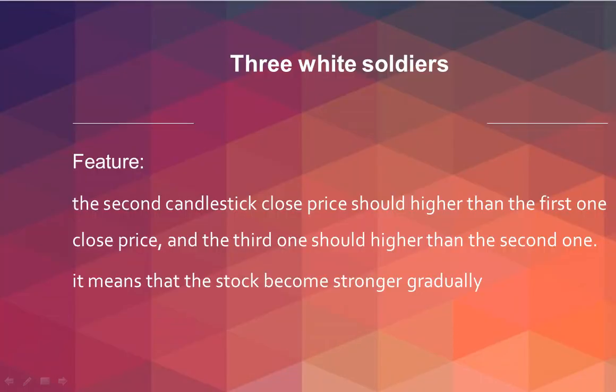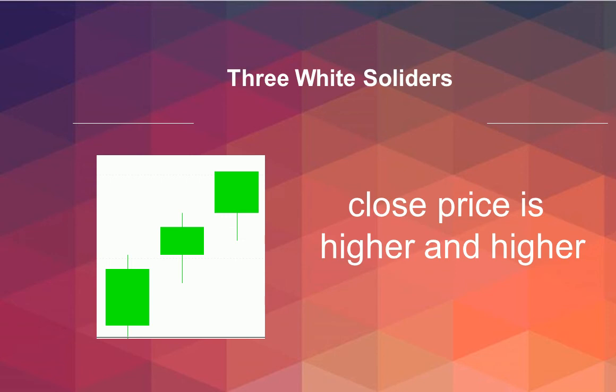Then let's continue. Just now we talked about the two-candlestick patterns. Now we learn the three white soldiers. What are the three white soldiers? The second candlestick's close price should be higher than the first one's close price. Then the third one should be higher than the second one. It means that the stock becomes stronger gradually. What's the pattern? This is the three white soldiers.